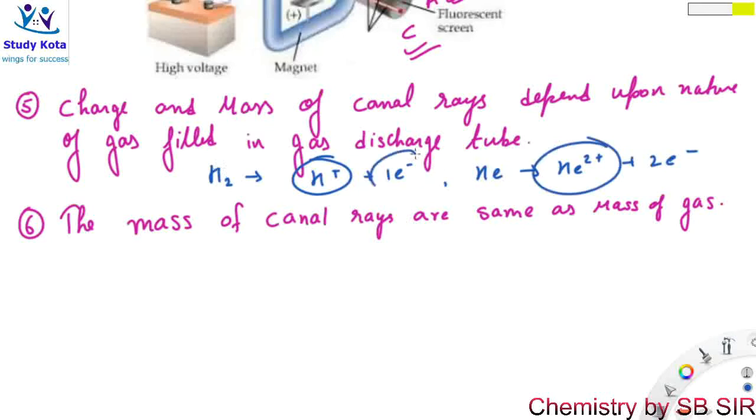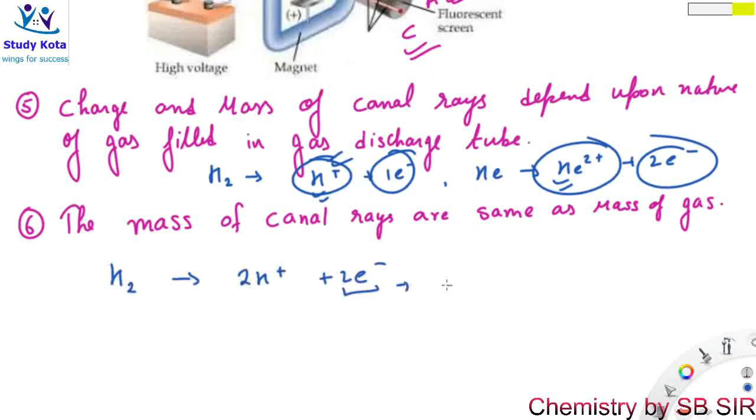The charge is depending upon the nature of gas filled, which is opposite of cathode rays. In cathode rays, they were electrons, and electrons always have the same charge, same mass. But the gases have different mass. Hydrogen's mass is different from the mass of helium, and the charge of hydrogen is 1 plus and helium is 2 plus. Next point, the mass of canal rays is the same as the mass of gas. If we are using hydrogen H2, then it is converted to 2H plus and 2 electrons.